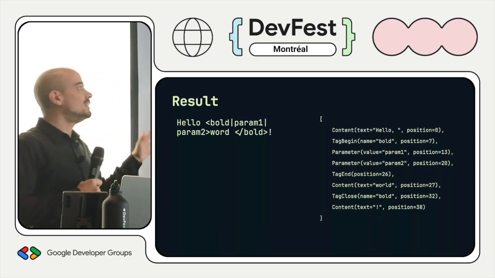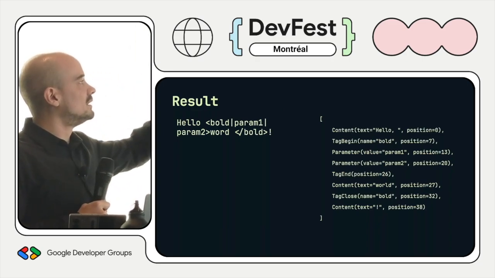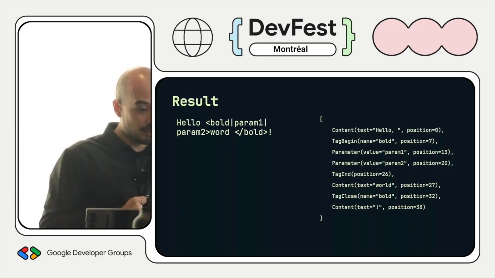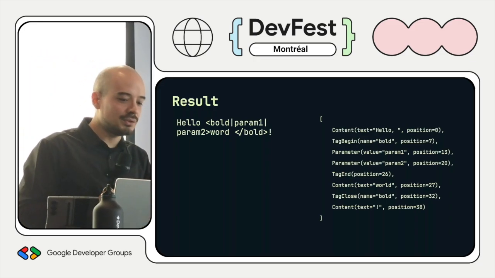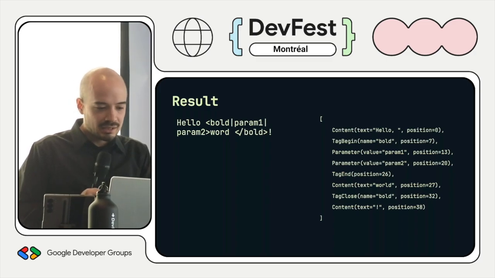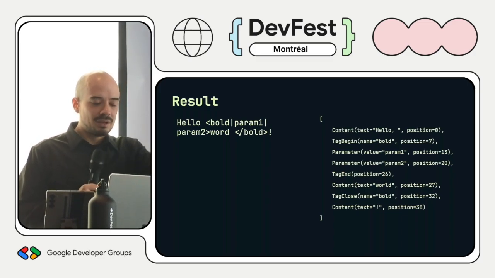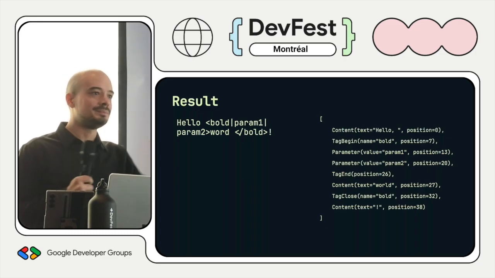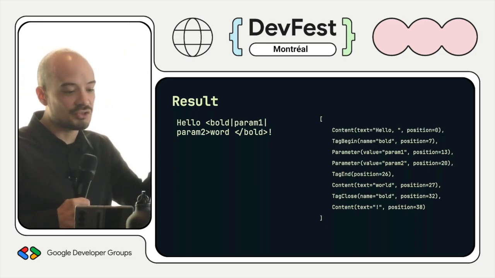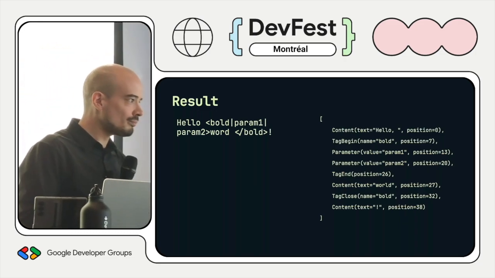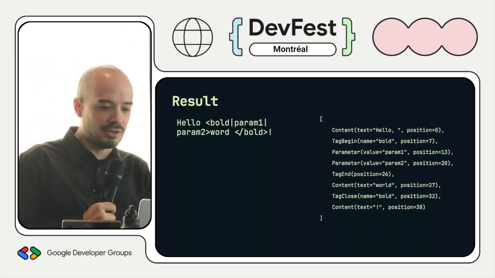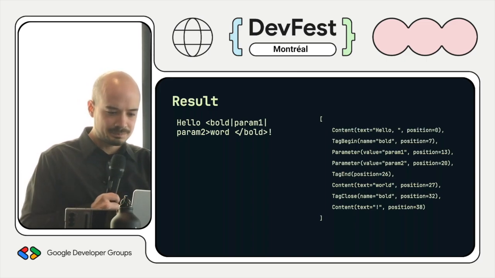At the end of the day, after all this code, we ended up with this kind of result to the right. Let's say that we have a string with hello, with a bold, a parameter 1, a parameter 2, and then a closed tag. We'd have something like this: a list of tokens, like content, tag begin, and parameter, with the various information and their position in the string. This doesn't have any structure. It's just a raw token list.